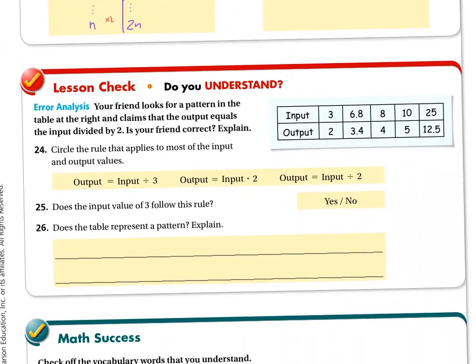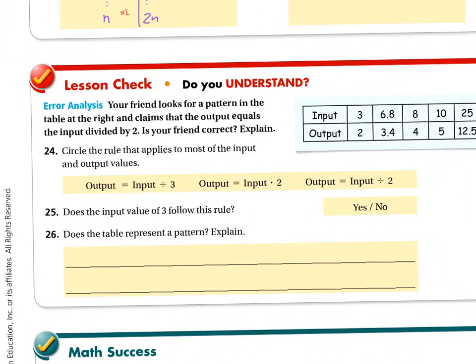All right, the next part for you is to go on down here and work through this lesson check. The answers are posted online, so please go ahead and double check. Notice that some of you may get different answers in this case.